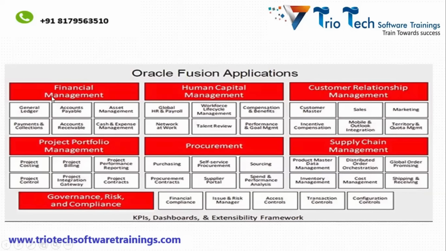In financial management, you will see there is general ledger as an application, accounts payable, asset management, payments and collection, accounts receivable, cash and expense management, and many more. These are some of the core applications displayed here for your information. In the same way for procurement, purchasing is one of the applications, along with sourcing, procurement contracts, supplier portal, spend and performance analysis, and so on. These are some of the main domains and their core applications, displayed for your understanding and knowledge.